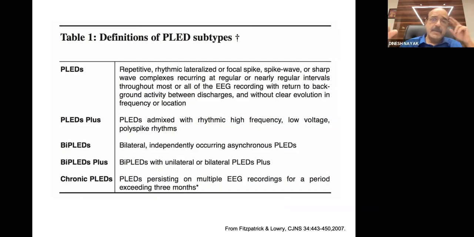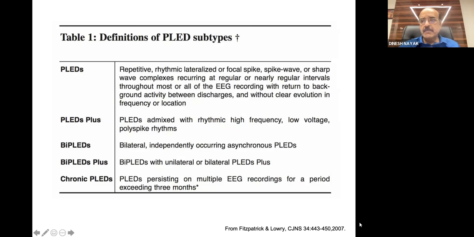Now, bilateral independently occurring asynchronous PLEDs are called BiPLEDs. Again, you have BiPLEDs plus, because each of these PLEDs can have rhythmic after-discharges. And then sometimes, very rarely, you can get what is called chronic PLEDs. PLEDs are generally, by nature, acute, and therefore they generally disappear within about 4 weeks or so. But sometimes they persist for long periods of time, from months to years. If something is persisting for at least 3 months, then you call it chronic PLEDs. So that is the definition.